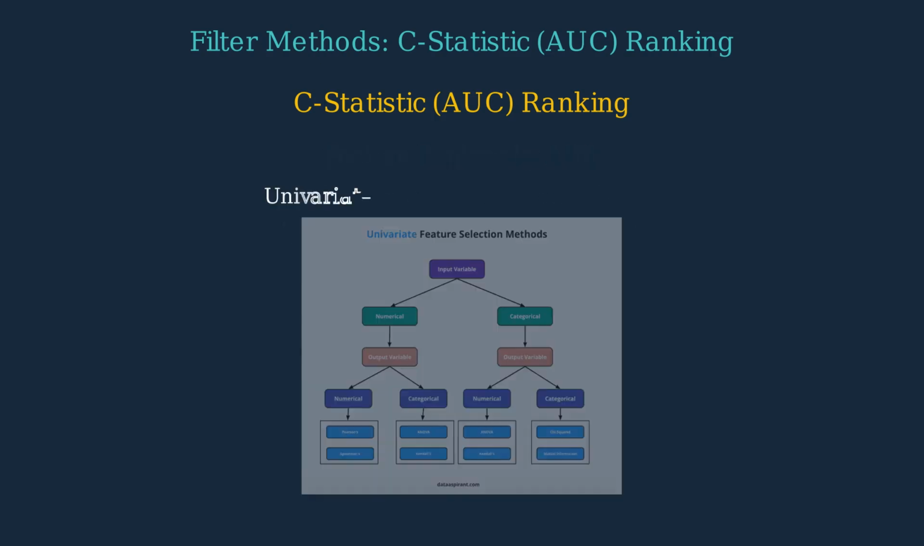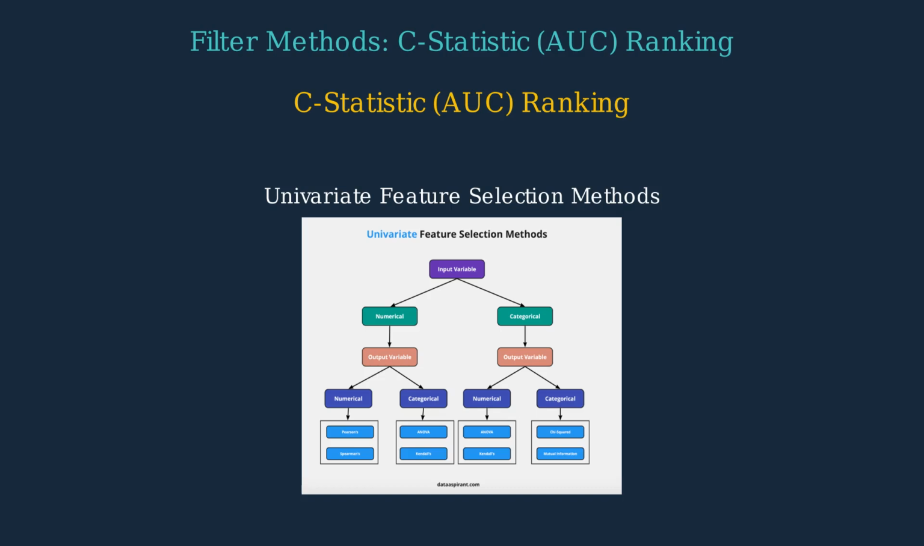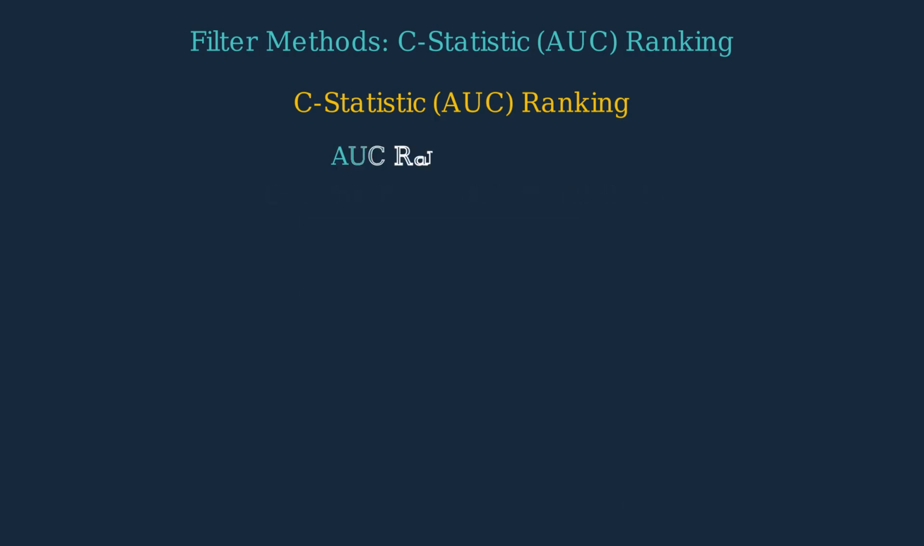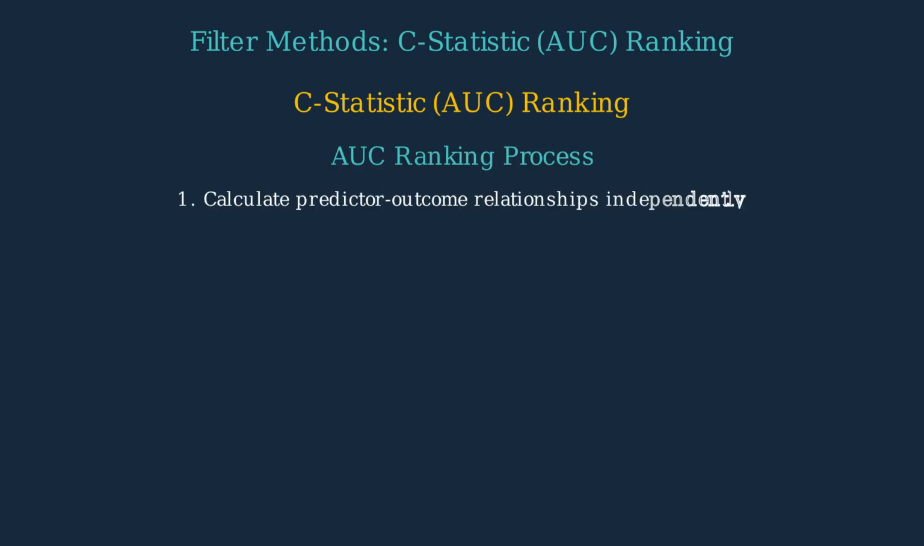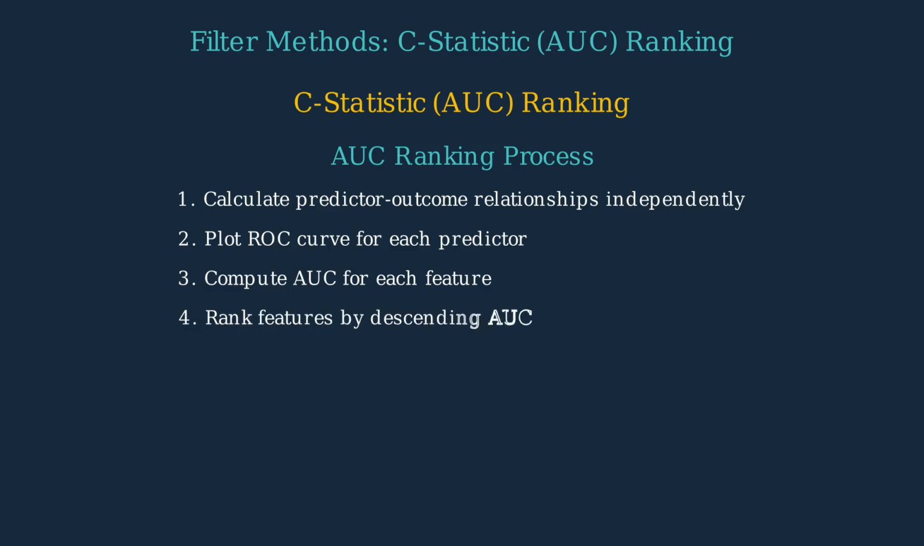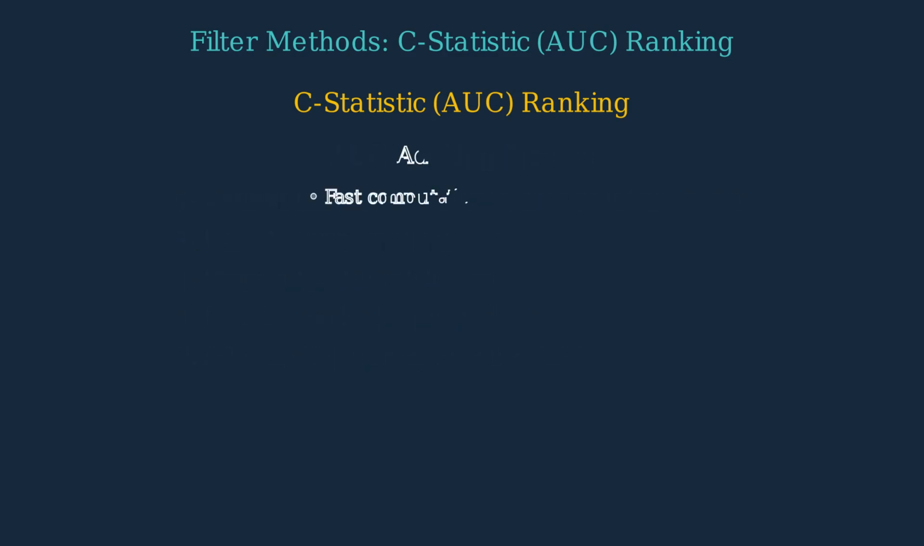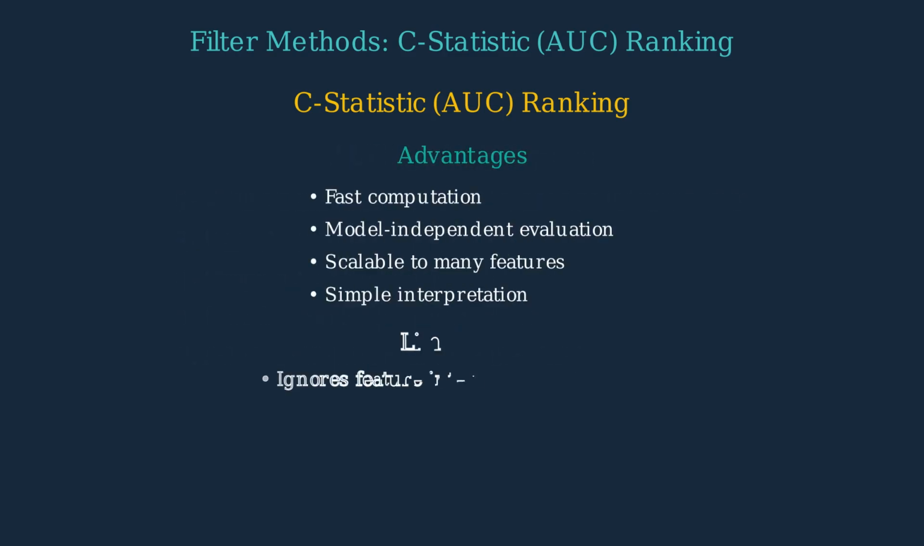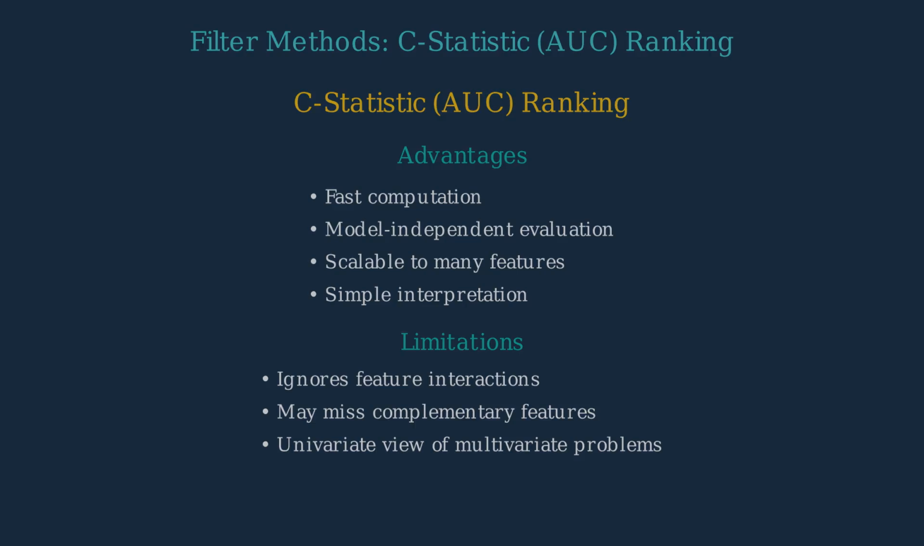AUC ranking is one of several univariate feature selection methods that can be applied based on the data types of your variables. The AUC ranking process involves several steps. AUC ranking offers several advantages, but also has limitations. In summary, AUC ranking provides a fast, efficient way to screen features based on their individual predictive power before building more complex models.